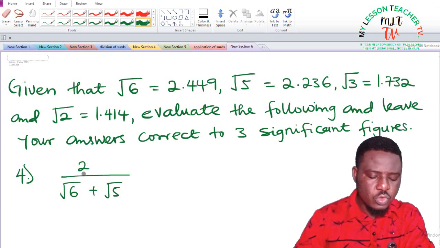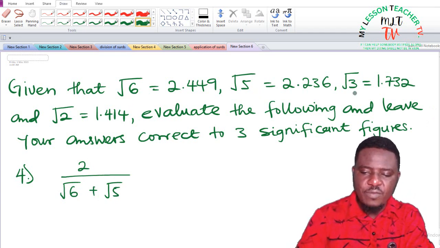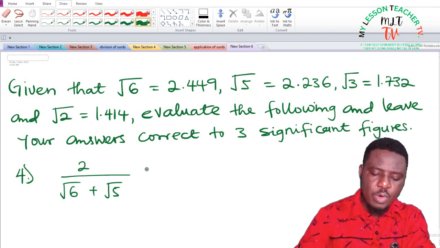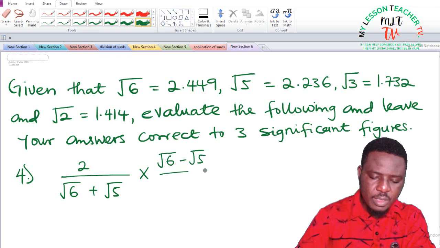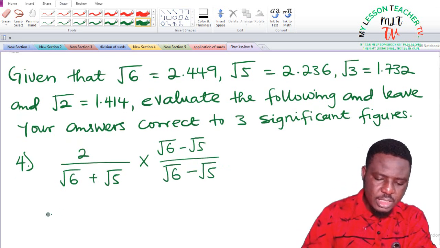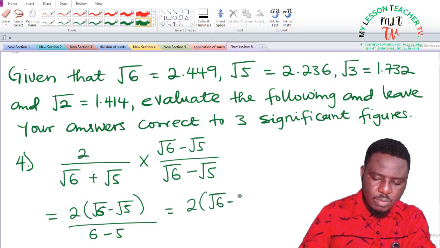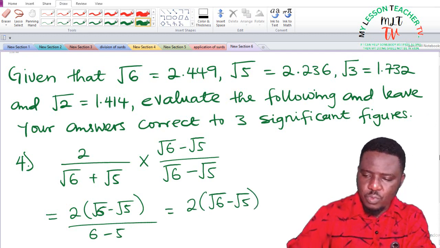4. We have 2 divided by root 6 plus root 5. We have been given the values for root 6, root 5, root 3, and root 2, and we are asked to evaluate and leave our answers correct to 3 significant figures. So we are going to rationalize this. This becomes times root 6 minus root 5 divided by root 6 minus root 5. And when you rationalize, this gives us 2 into brackets root 6 minus root 5 divided by 6 minus 5. This is equal to 2 into root 6 minus root 5 divided by 1, which is still root 6 minus root 5.